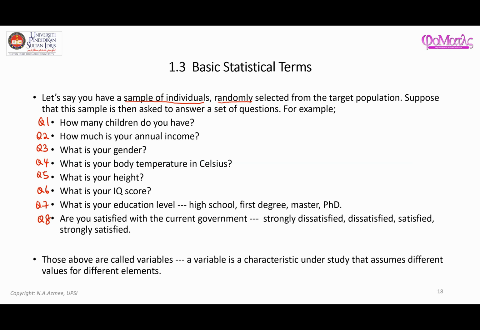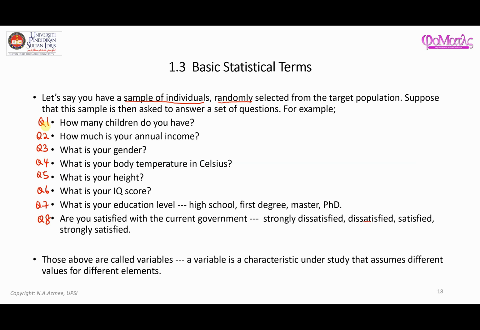Are you satisfied with the current government? You can choose either of these options: strongly dissatisfied, dissatisfied, satisfied, or strongly satisfied. The same thing for question 7 here. What is your education level? You can choose which of these options fits you. So is it high school, first degree, master, or PhD? Now all of these here are called variables.